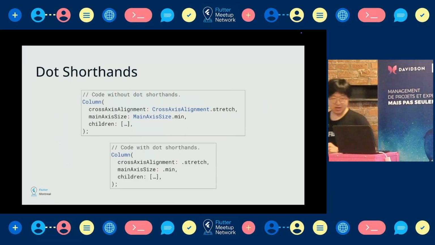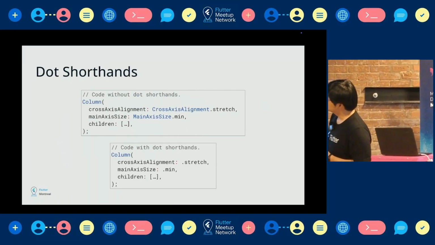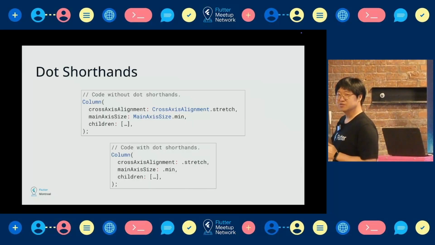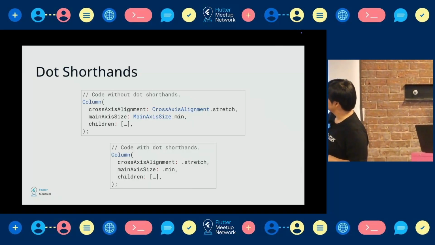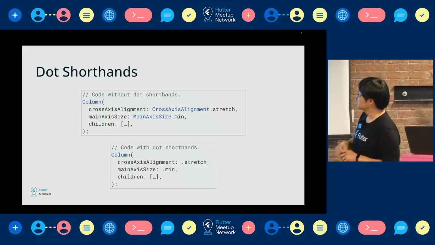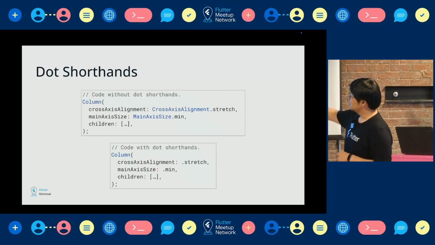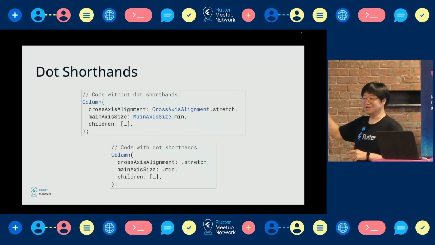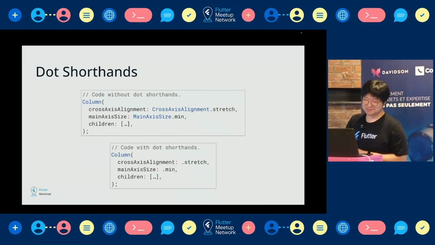And Dart shorthand. So yeah, I don't know if you use Swift, the language. I think Swift has this feature. You see, let's say the CrossAxisAlignment enum: stretch, min, and so on. So now you don't need to put it. You just write dot stretch. It automatically detects it, and it's a super useful feature.